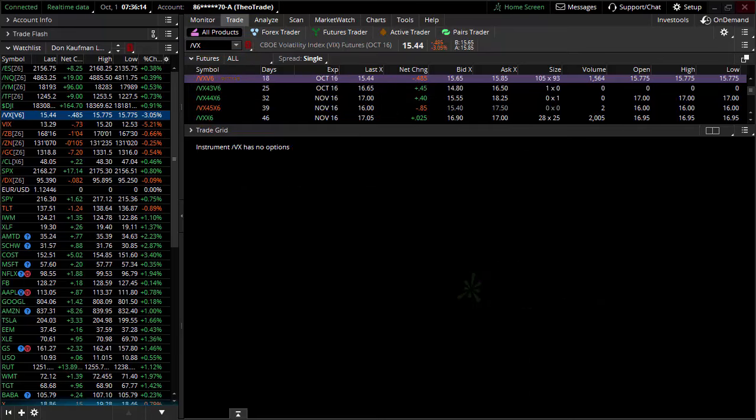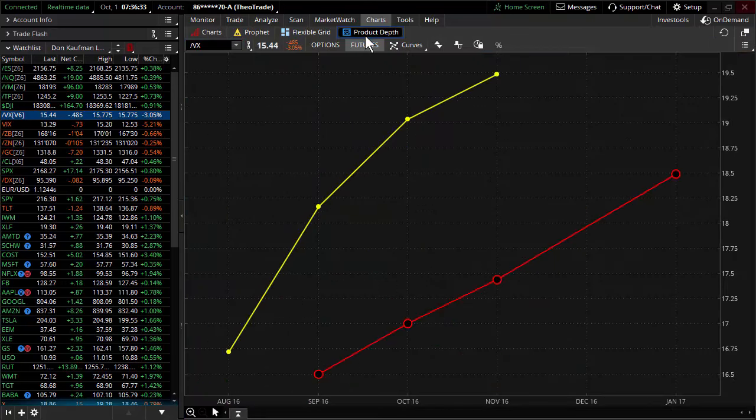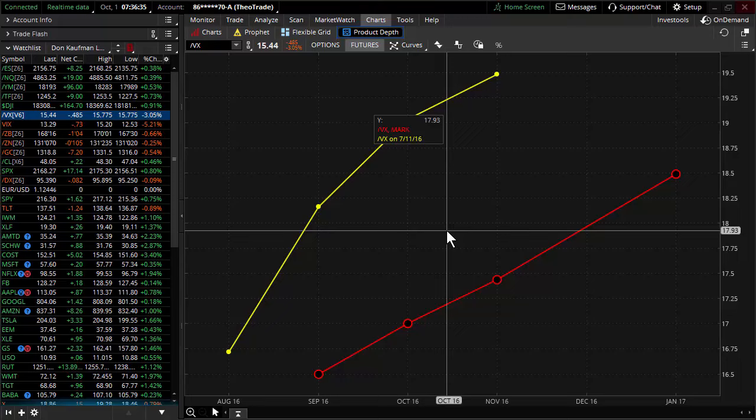Now, what does that mean? It means the markets are actually pricing in, right now, edginess, if you will. And I think I can even display this for you. How do you display it? Well, I go to a chart. We don't need no stinking chart. What we're going to do is look at what's called depth. This is what they call product depth.